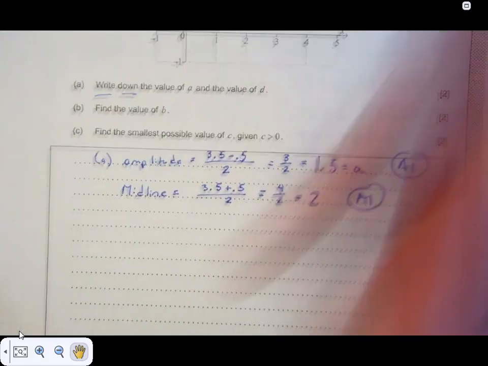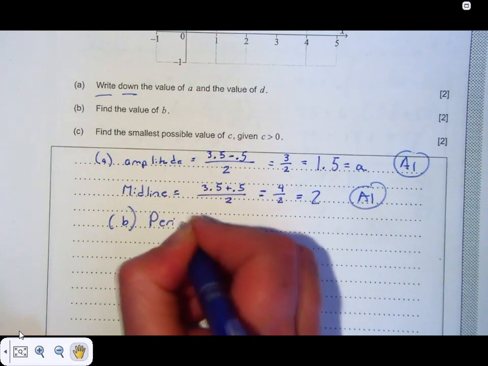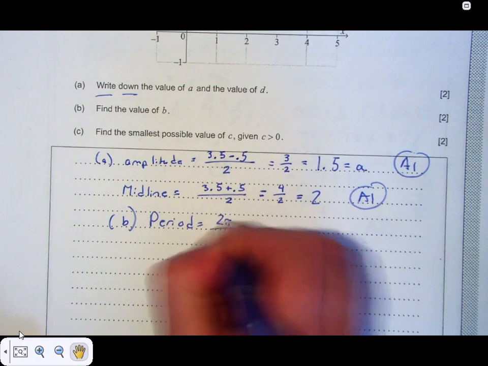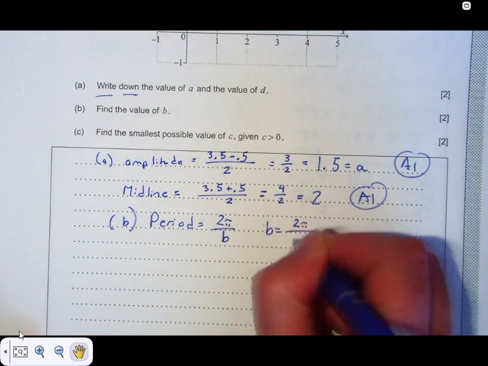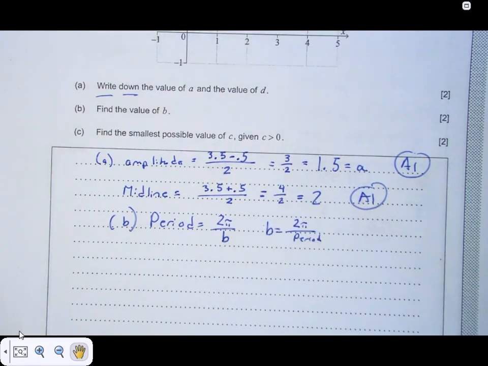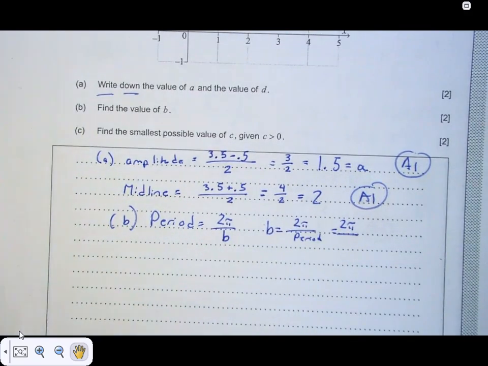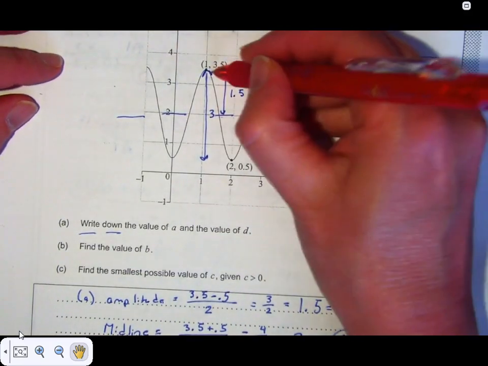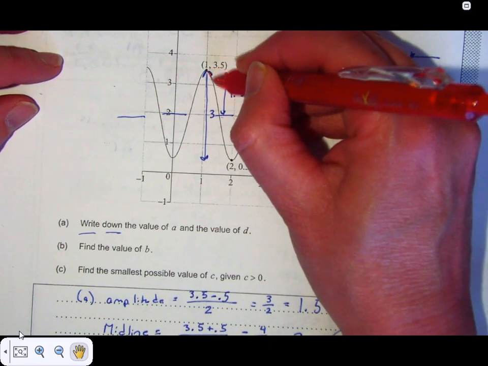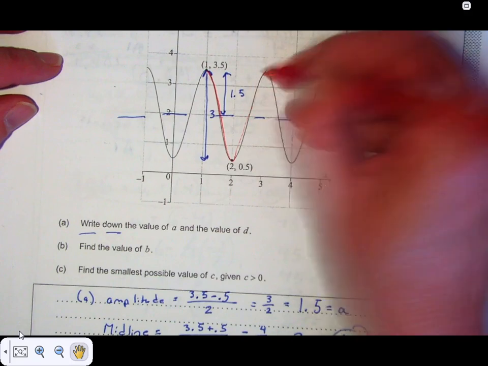And then to find B, period is 2 pi divided by B, or, sorry, I should have just written this one. B is 2 pi divided by the period, either way. So I'm going to do 2 pi, and I have to figure out the period by looking at the graph. You need to go through one full cycle. If you start here and go all the way down, you'd have to go all the way back up.